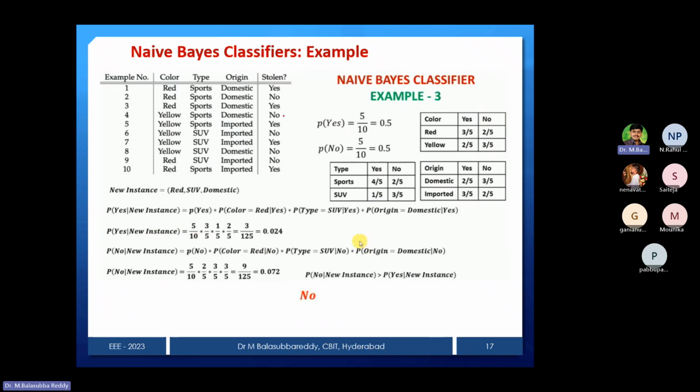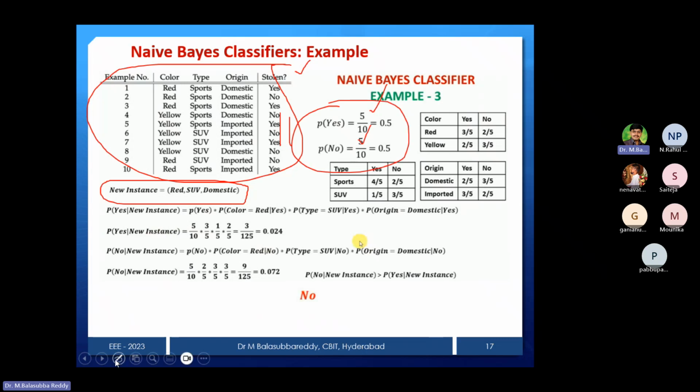What they will give is first the data set. Then they will give the new instance and ask you to find the outcome based on these classes. The classes may be different. In this case, yes and no. Previously, M and H. Whatever may be the output. So now we can see first probability of yes is 5 by 10, then probability of no is also 5 by 10. So you will get this first.